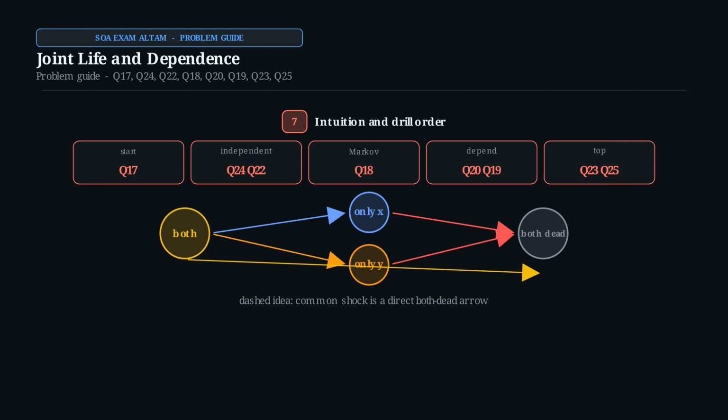Intuition. Two candles. Joint life status is the first flame out. Last survivor is the room going dark. A shared gust of wind is common shock. Grief is extra force after widowhood. Drill order: 17, 24, 22, 18, 20, 19, 23, 25. Joint profit testing is question 21 in the profit family.